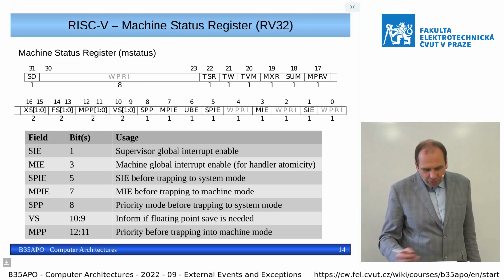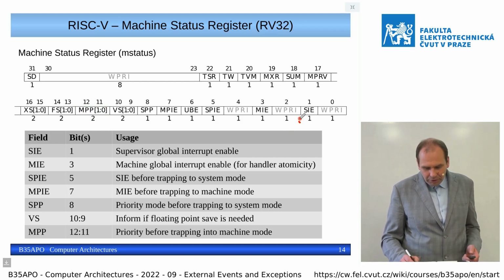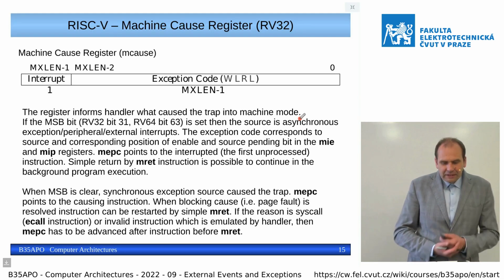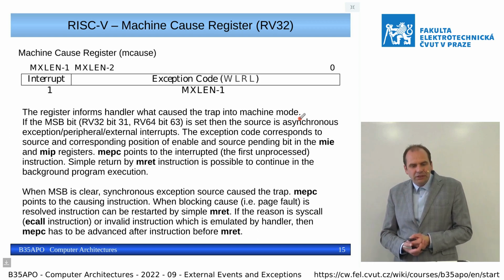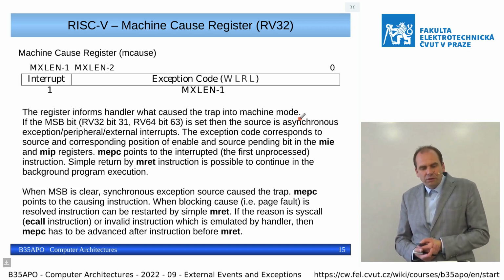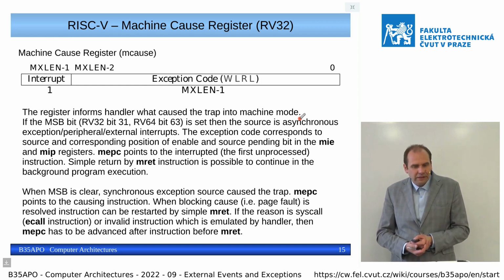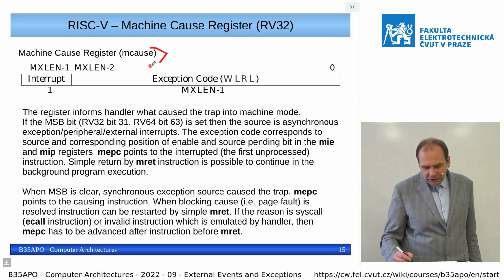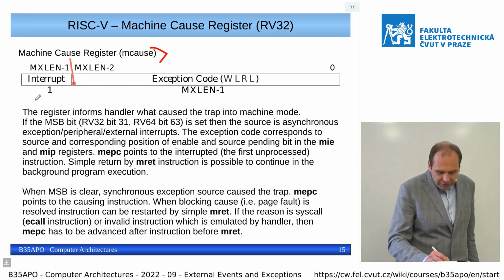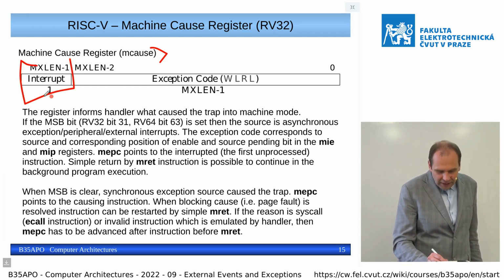And there are many more fields, but those are the important ones. Okay, then we need the register where we can read the actual information about what caused the exception or interrupt processing. For this there is the mcause register, the machine cause register, and its most significant bit, which is bit 31 on the 32-bit architecture and bit 63 on 64-bit.